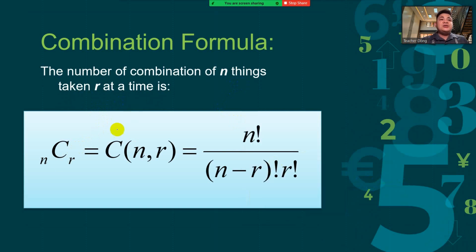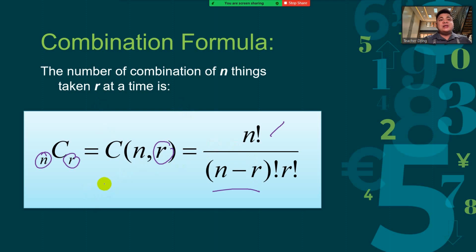So it's combination of n elements, or the total number of elements or population, taken r at a time. In formula, we have n factorial over quantity n minus r factorial times r factorial. Just remember, the r is the number of arrangements out of the total number of population, right? So this is the formula: n factorial over quantity n minus r factorial times r factorial.